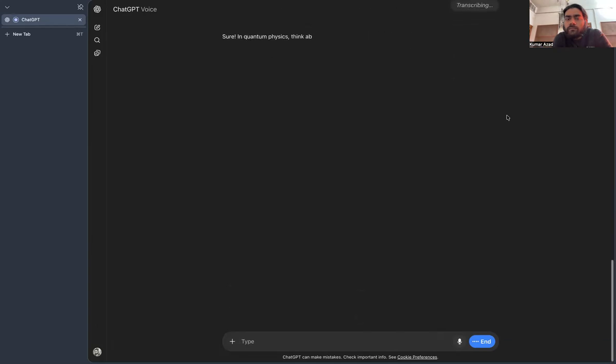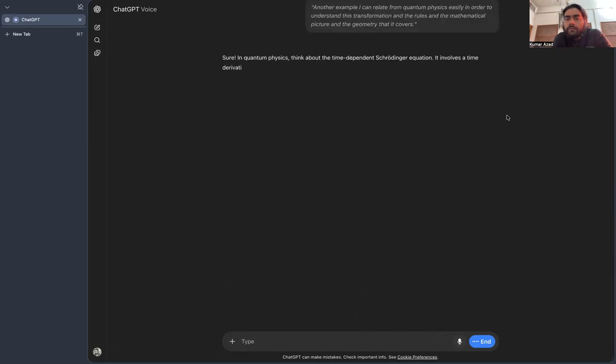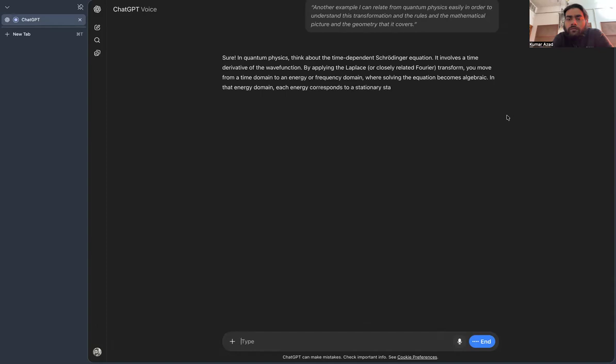Sure, in quantum physics, think about the time-dependent Schrödinger equation. It involves a time derivative of the wave function. By applying the Laplace or closely related Fourier transform, you move from a time domain to an energy or frequency domain, where solving the equation becomes algebraic. In that energy domain, each energy corresponds to a stationary state. So you turn the evolving wave function problem into one about energy levels. And once you solve that, you can transform back to get the time evolving solution.